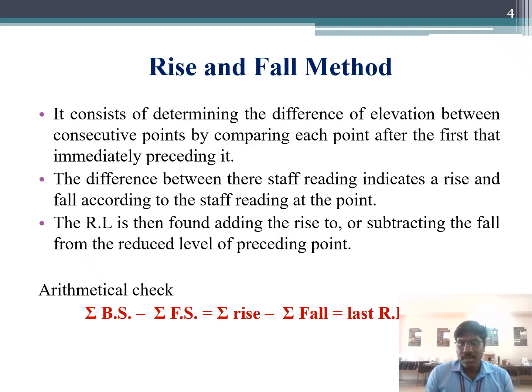Based on the rise and fall, we will find out the RL of the given points. The RL is found by adding the rise or subtracting the fall from the reduced level of the preceding point. For the preceding point, the first point is the benchmark. After that, we will calculate the RL of the points based on the rise and fall. Here also there is an arithmetic check. Summation of backside minus summation of foresight is equivalent to summation of rise minus summation of fall, and similarly last RL minus first RL.